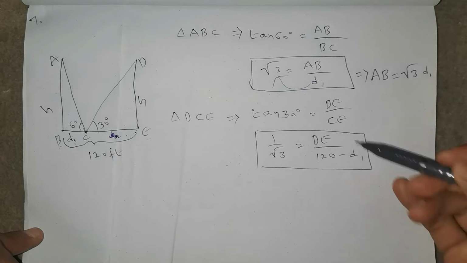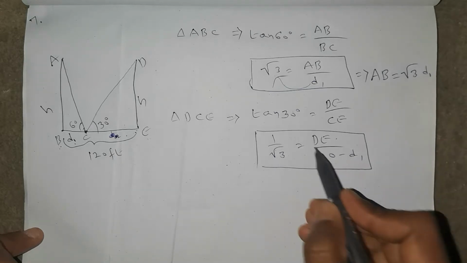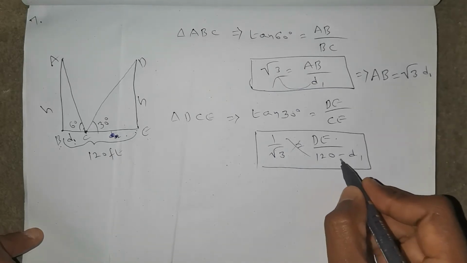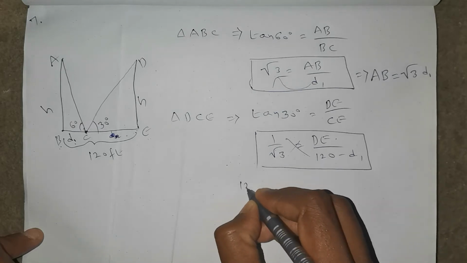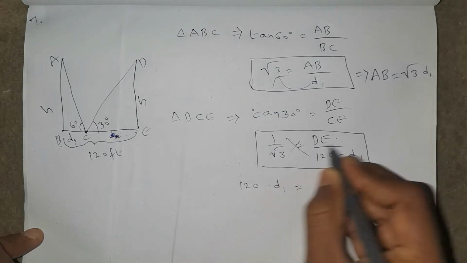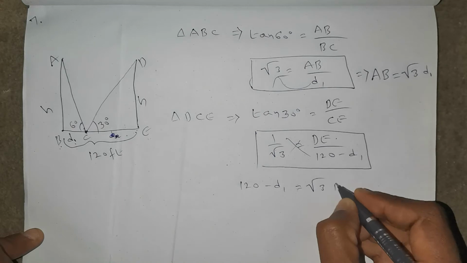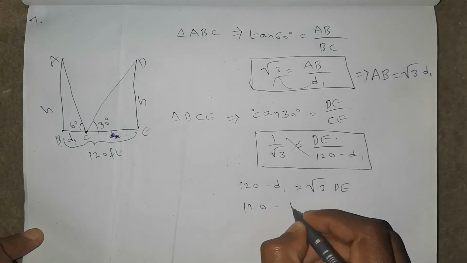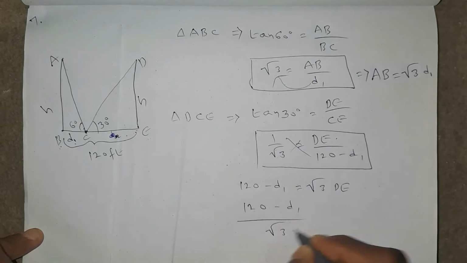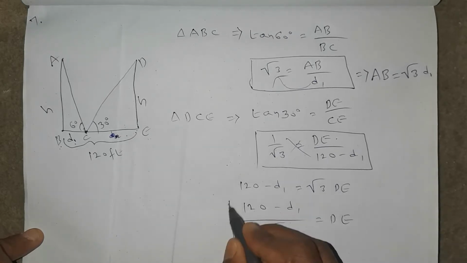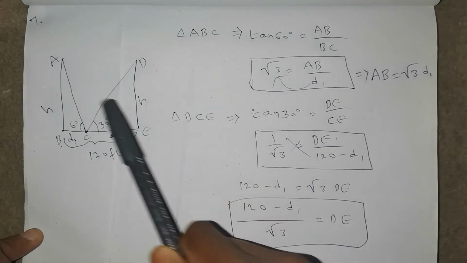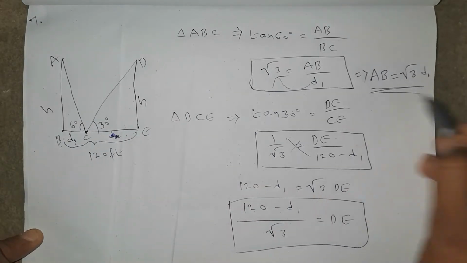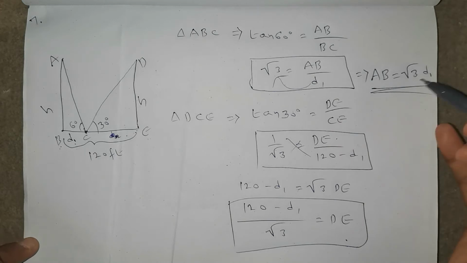Here also I will try to bring the equation related to DE. So I will do cross multiplication. 120 minus D1 into 1 is nothing but 120 minus D1, and √3 into DE is nothing but √3 DE. Now I want DE value, so √3 I will bring to the left side. 120 minus D1 divided by √3 is equal to DE. Now here DE is exactly equal to AB. So these two equations are equal to each other. Let us make it equal.